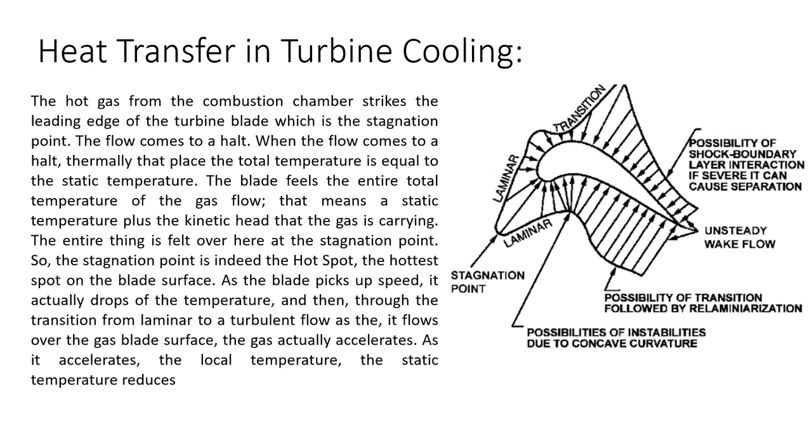So this will create a temperature imbalance, and thereby create a varied boundary condition. Once laminar, transition, and then turbulent, and then it can go. It can possibly create a shock boundary layer interaction, which causes flow separation. So that is how the heat transfer is taking place in turbine cooling.